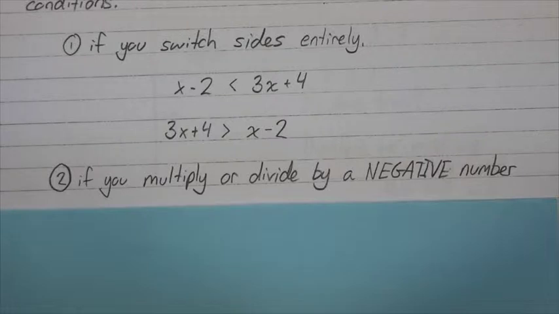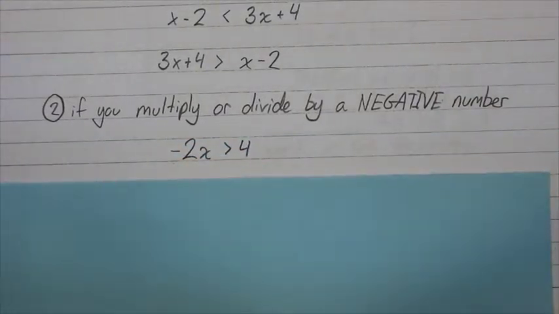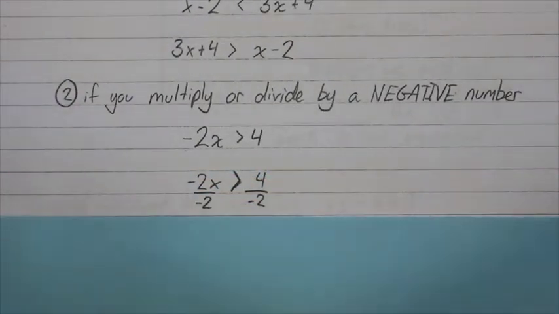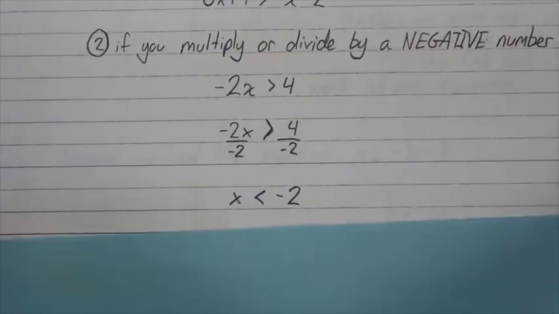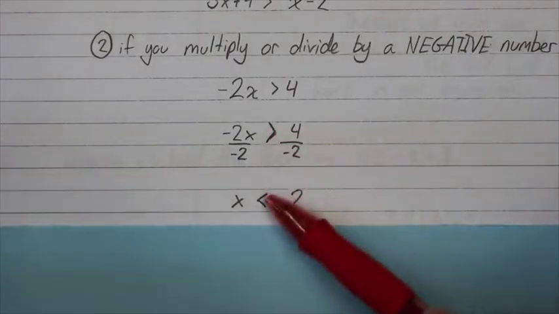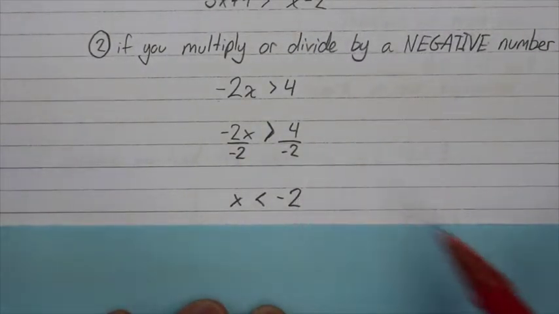Imagine multiplying or dividing by a negative number is like turning it 180 degrees, so switching the sides. So if we switch the sides like that, then we need to switch our inequality sign as well. So here's an example. Negative 2x is greater than 4. Well, if I want to solve for x, I'll have to divide both sides by negative 2. And when I do that, notice that I switched the direction of the inequality sign. And this works, so x is a number less than negative 2.